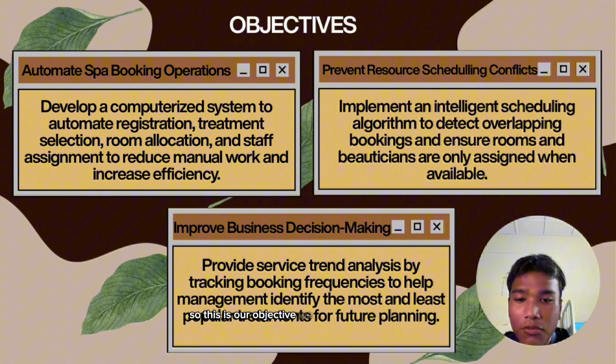So this is our objective. We have three objectives. First, we have an automated spa booking operation, to reduce manual work and increase efficiency. The second one is to prevent resource scheduling conflict, and finally, to improve business decision making.